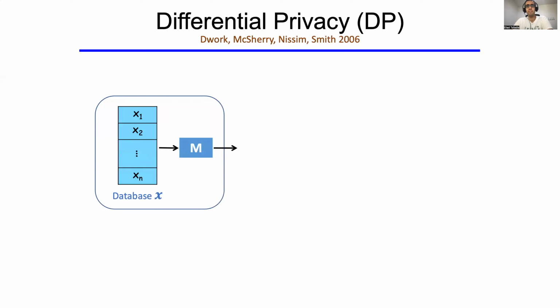In differential privacy, the setting is that we have a mechanism M that gets as input a database X that contains sensitive information of individuals. Usually, the goal is to compute some global statistics over the database without revealing information about any single individual. Informally, we say that M is differentially private if one record does not change the output distribution too much.